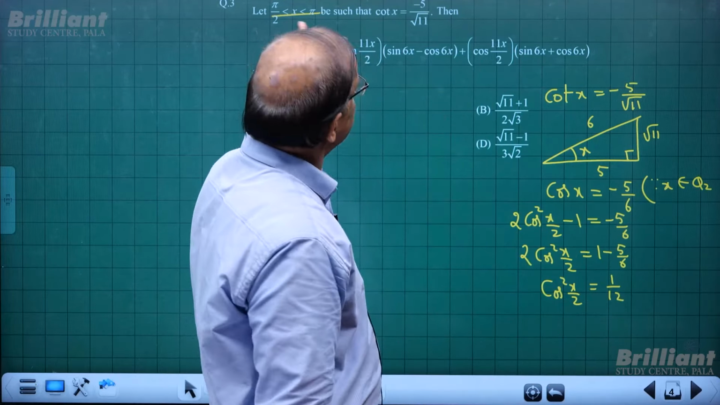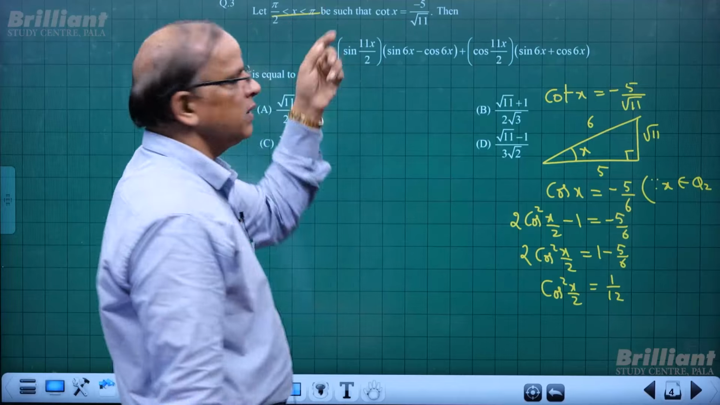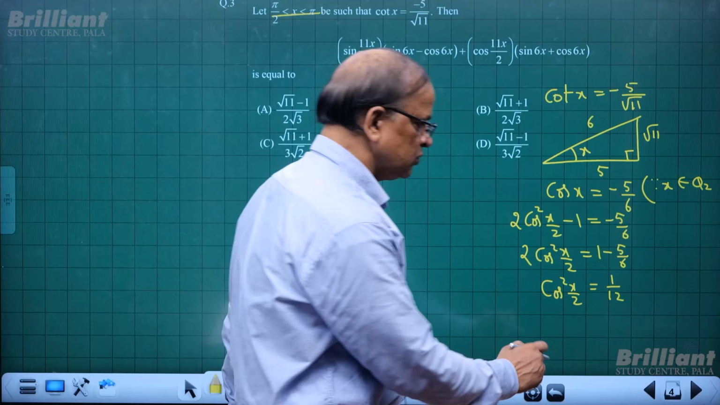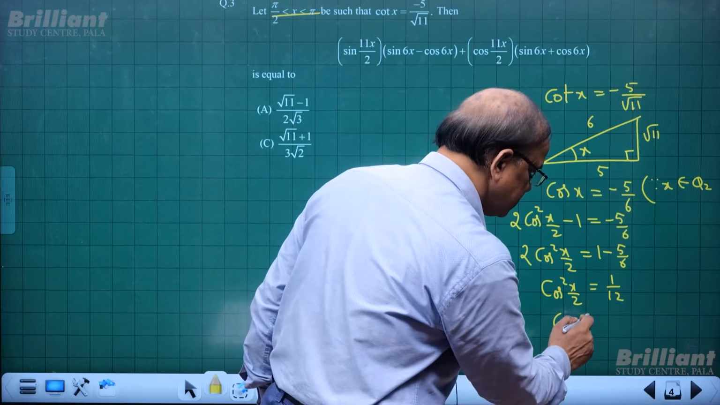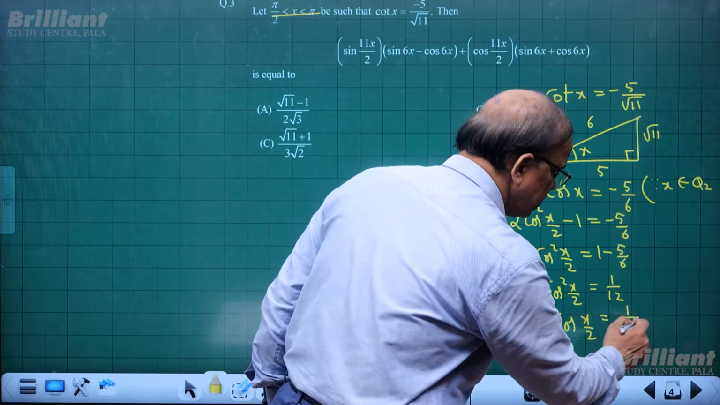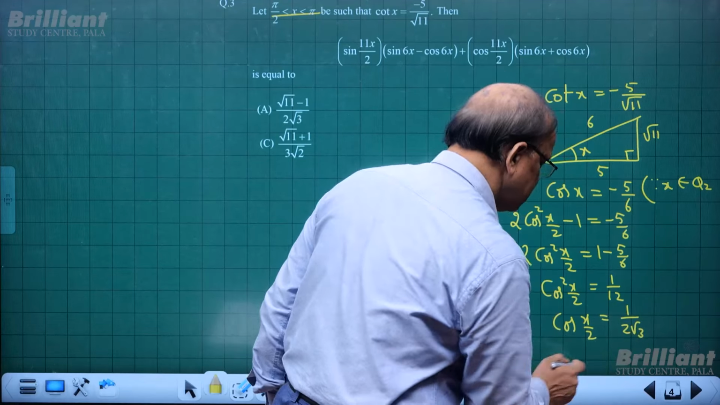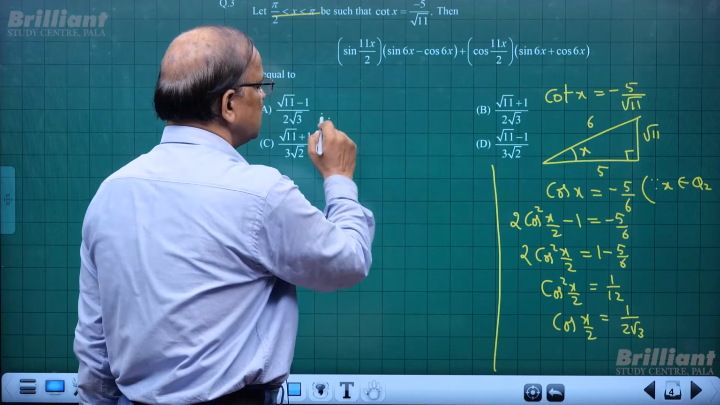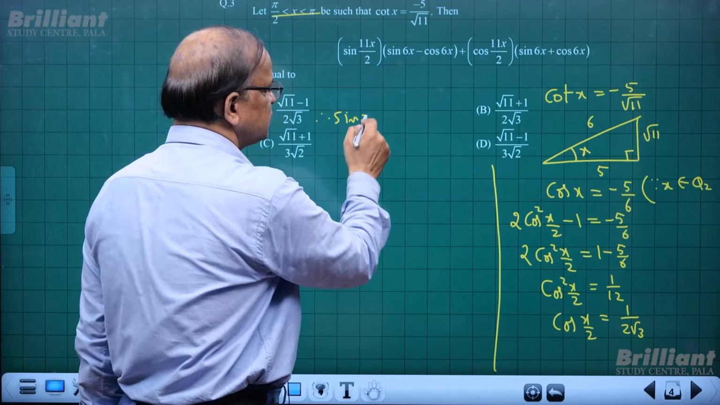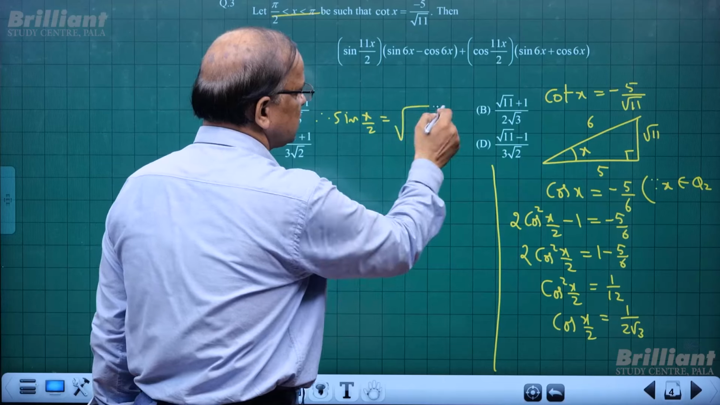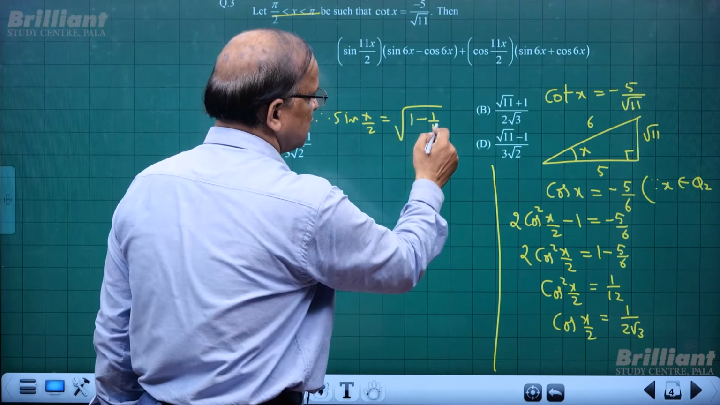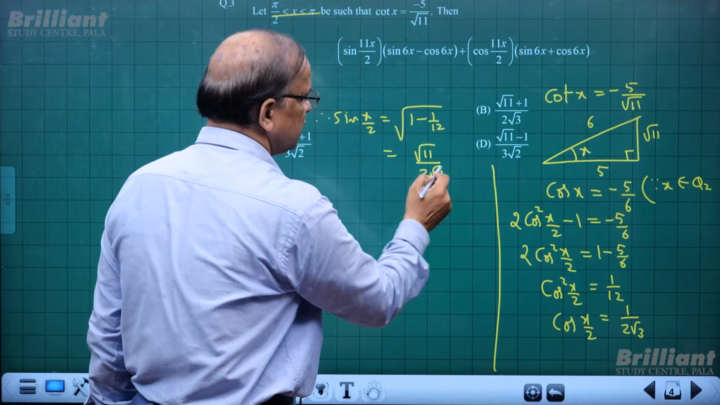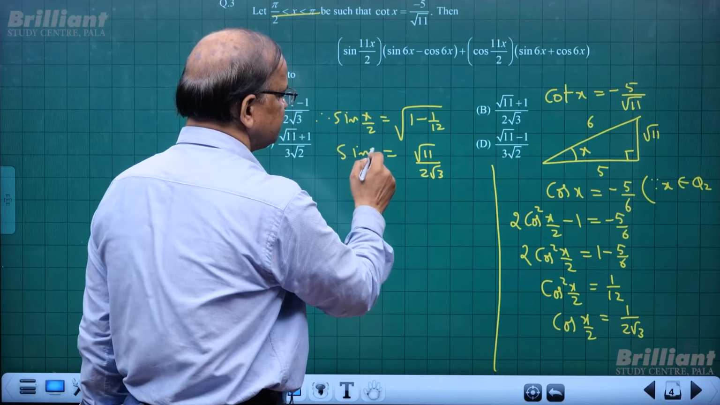But x by 2 is in the first quadrant, right? Pi by 4 to pi by 2. So first quadrant, so cos x by 2 is positive. So therefore cos x by 2 is 1 by 2 root 3. Then we can find sin x by 2. Therefore sin x by 2 is also positive. So it is the square root of 1 minus 1 by 12, so it is root 11 by 2 root 3. So this is sin x by 2.